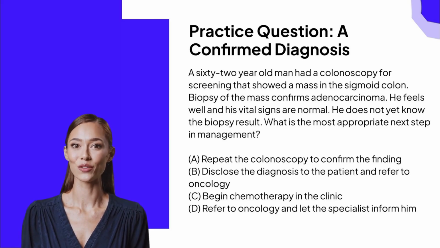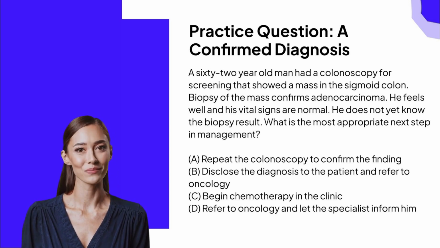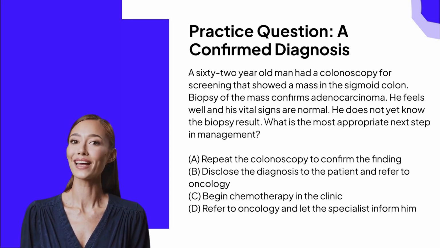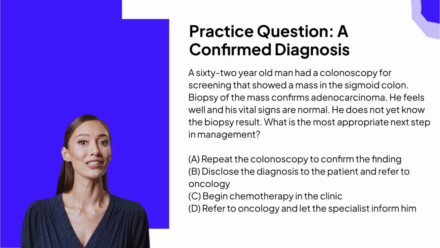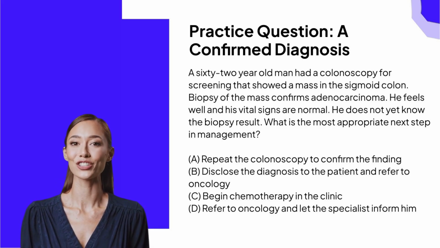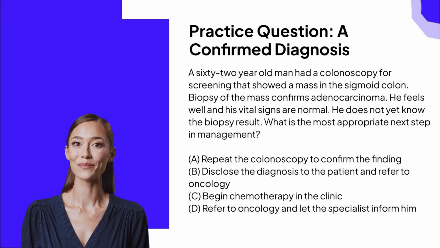A 62-year-old man had a colonoscopy for screening that showed a mass in the sigmoid colon. Biopsy of the mass confirms adenocarcinoma. He feels well and his vital signs are normal. And notice this last detail because it is doing real work. He does not yet know the biopsy result. The question asks for the most appropriate next step in management.